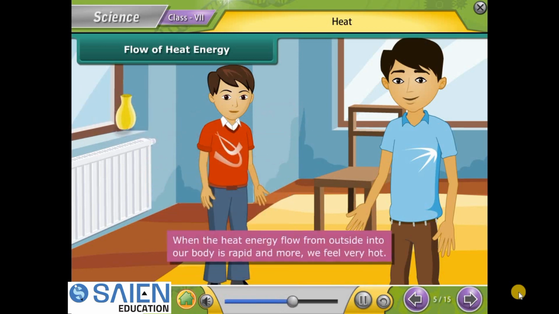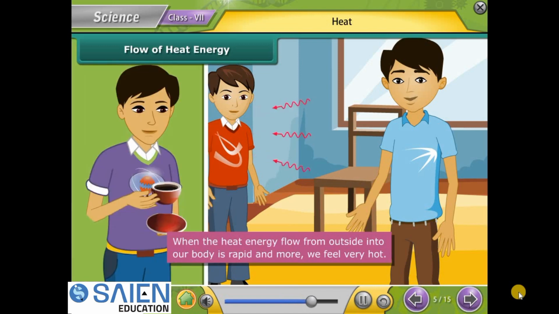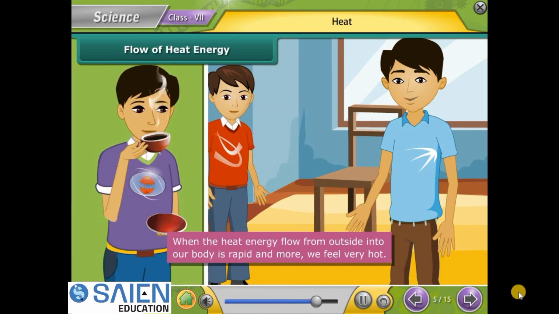When the heat energy flow from outside into our body is rapid and more, we feel very hot. This is the case when we hold cup of coffee. The heat from tea or coffee flows to the hand. Thus, it is the flow of heat energy which determines the cold or hot.